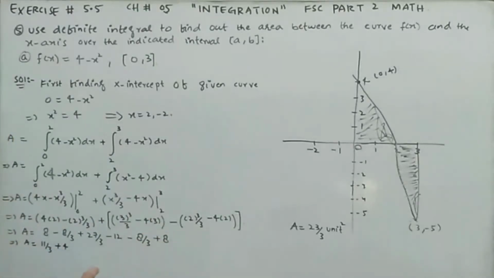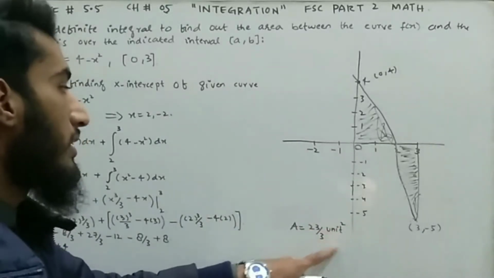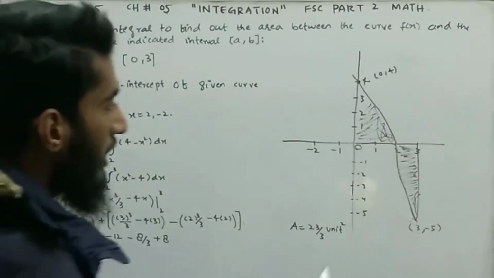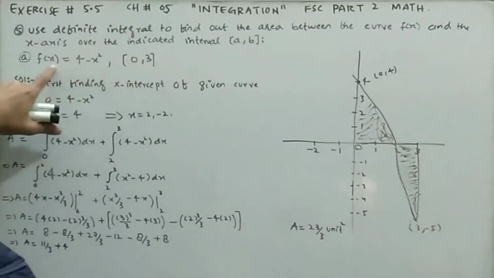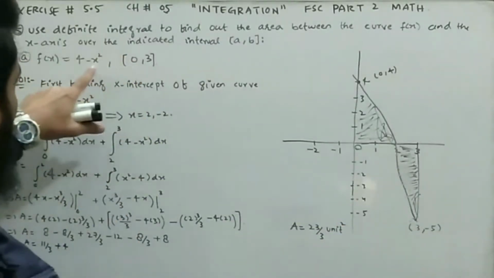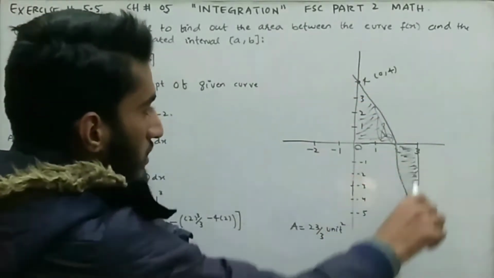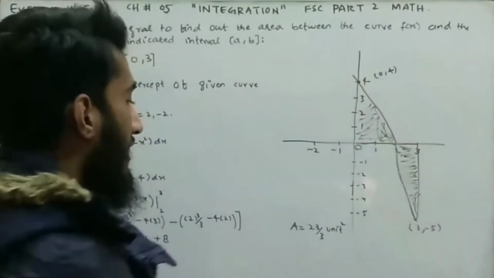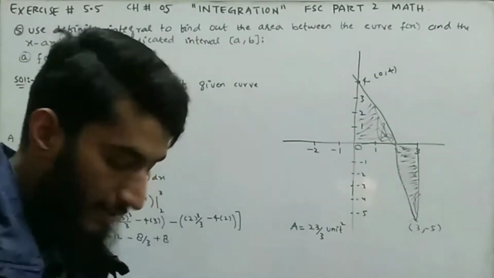Now by simplification, it will give us area is equal to 11 by 3 plus 4, and by taking LCM it will give us the required area. A is equal to 23 by 3 square unit. So for the given interval, by putting the last limit 3 over here it will give us f of x, y is equal to negative 5. So 3 and minus 5, and by putting 0 over here it becomes y is equal to 4. So this is 0, 4. This is actually the required area that we already found out, which is 23 by 3 square unit for part number A.